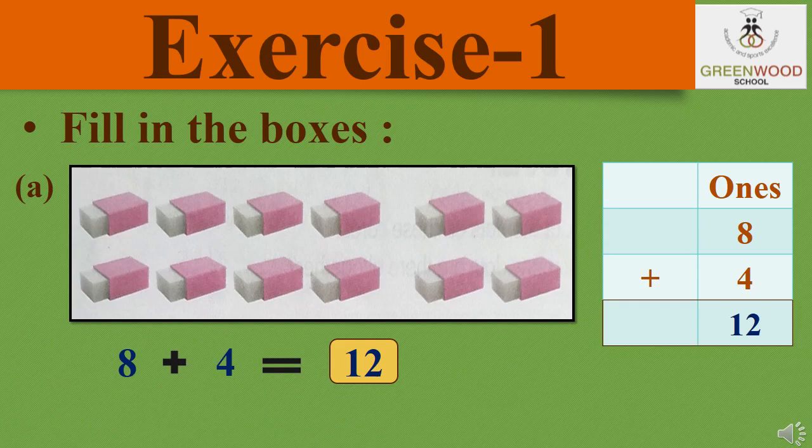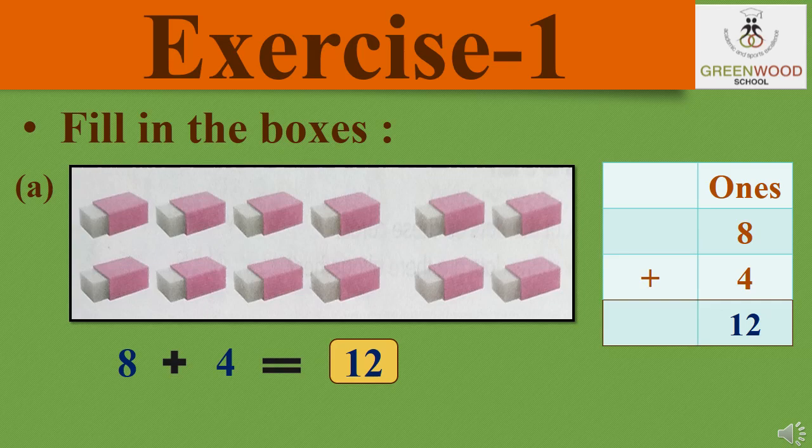Exercise 1. Fill in the boxes. There are erasers. How many are there? We need to count them. In the first part there are 8 erasers. In the next part there are 4. So we have to add 8 plus 4.